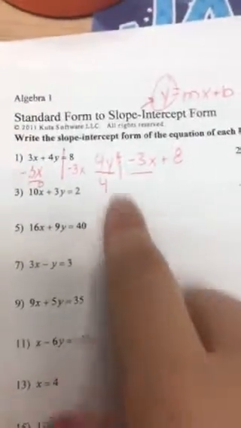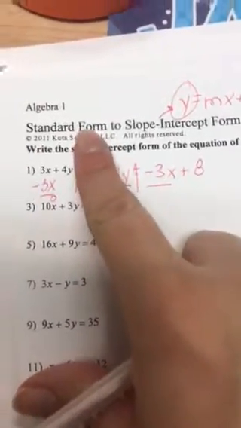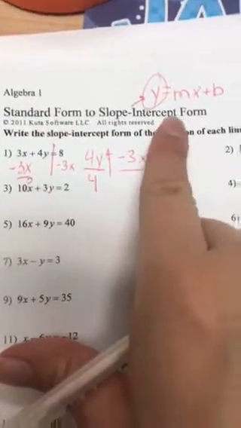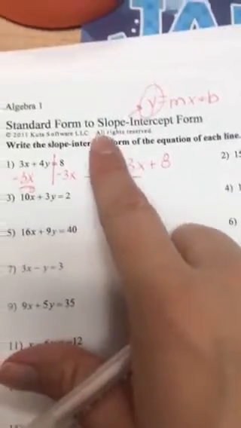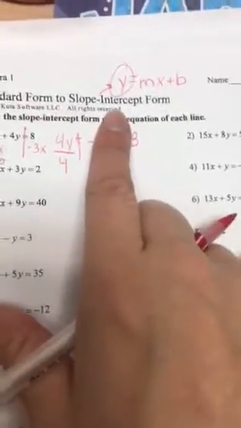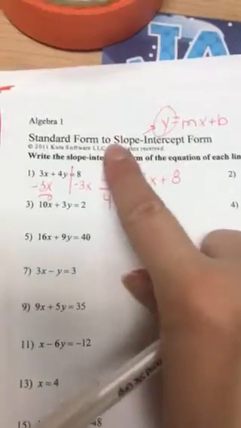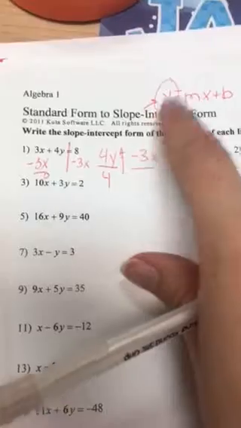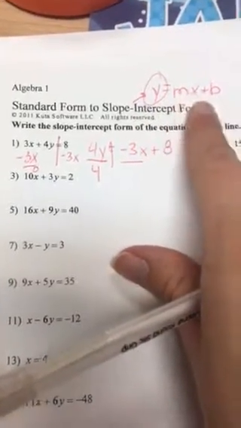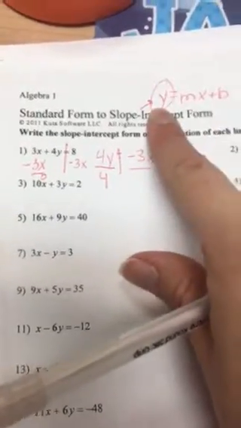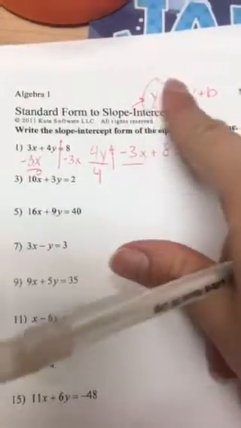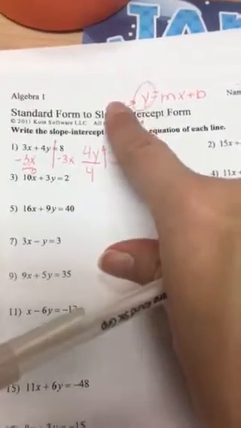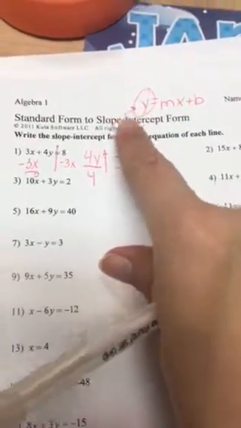Good morning, scholars. Today's fluency for ELT is being able to convert from standard form to slope-intercept form. So whenever you're asked to graph an equation, find the slope, find the y-intercept, we need to make sure our equation is in slope-intercept form, which is y equals mx plus b. The y is always by itself, which means there's nothing on the same side of the equal sign as y.